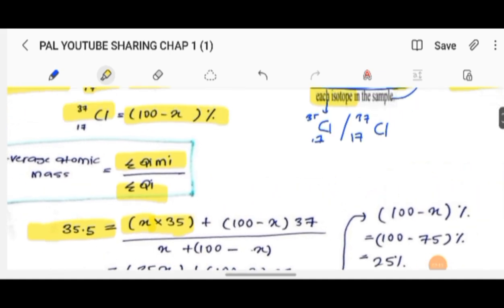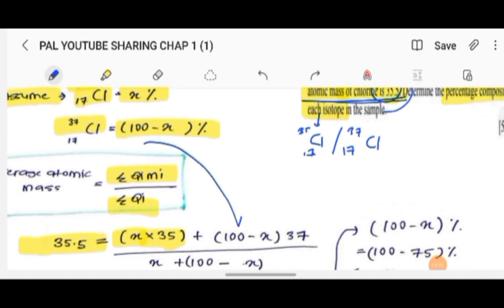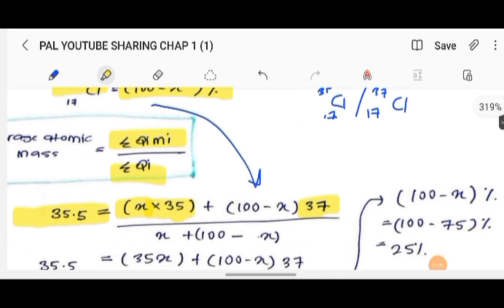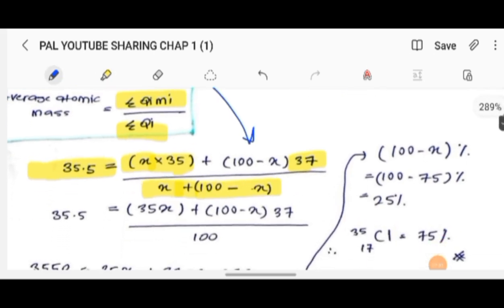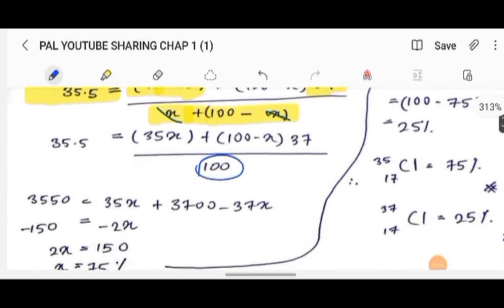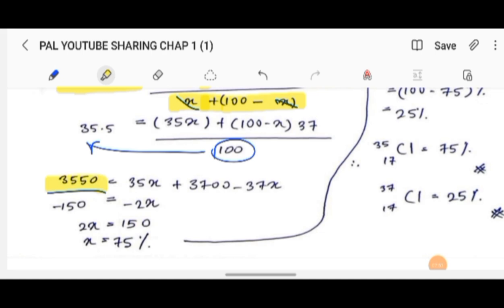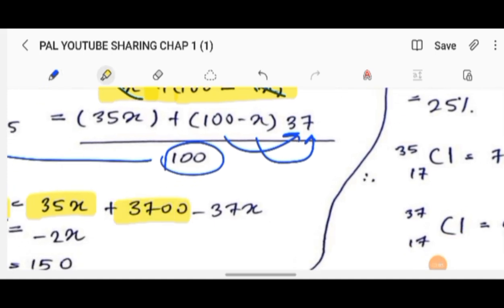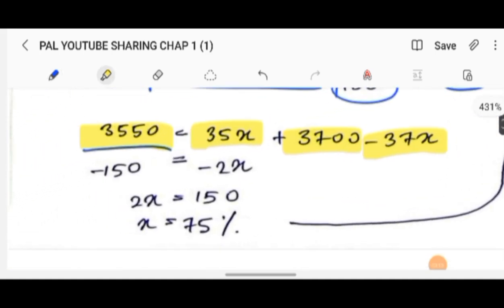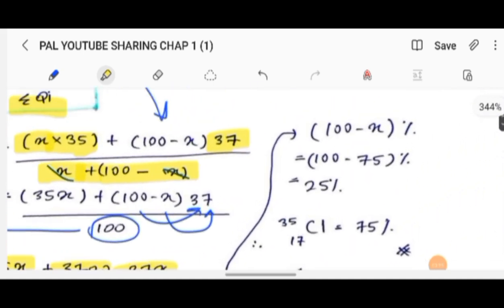So X times 35, the mass of the first isotope, plus the second isotope, which is 100 minus X times 37, divided by the total abundance, which is X plus 100 minus X. When we do the calculation, it simplifies to just 100. So we bring the 100 over and multiply, and we get 3550, which equals 35X plus, after expanding, 3700 minus 37X. Then we move terms across and we get X equals 75%.